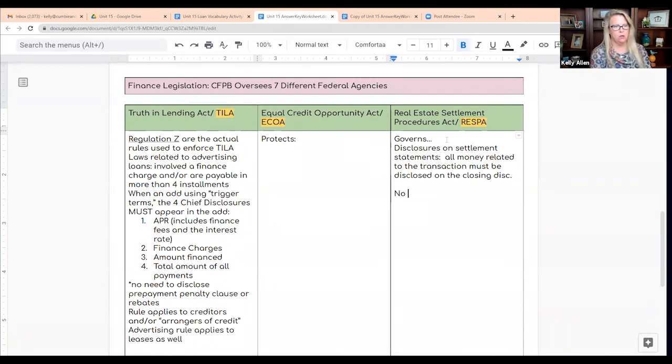RESPA also says no kickbacks allowed between settlement service providers. Well, who are they? Those would be home inspectors, attorneys, bankers, real estate agents, etc.